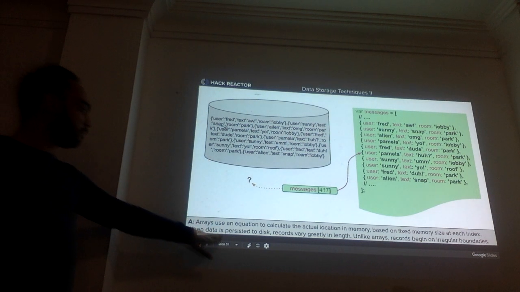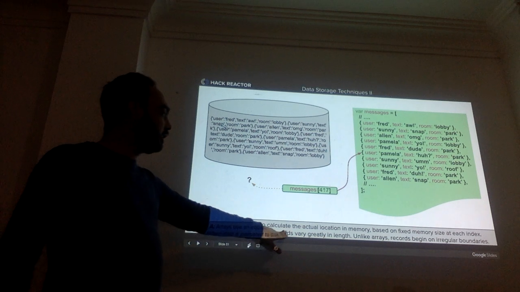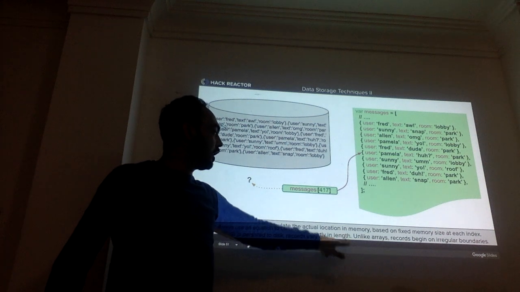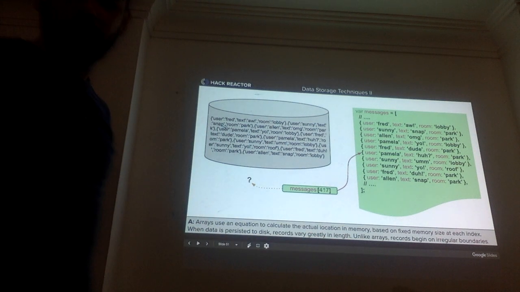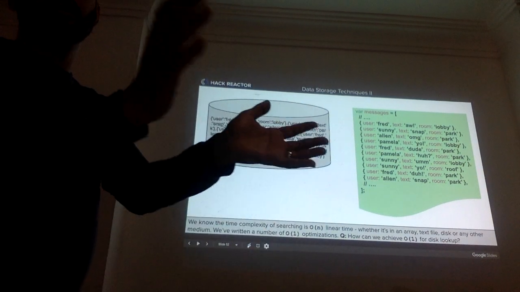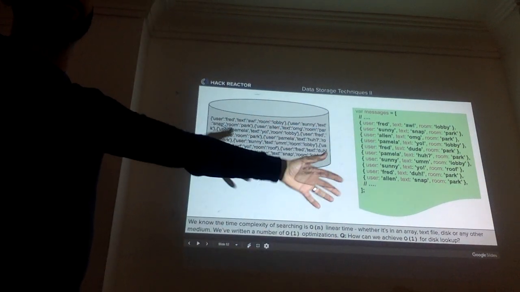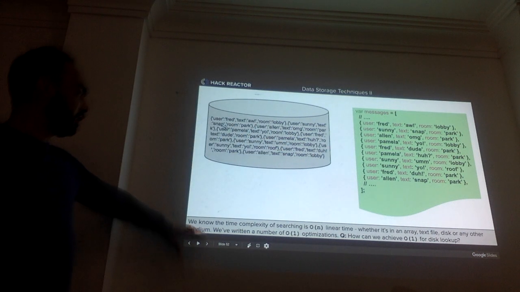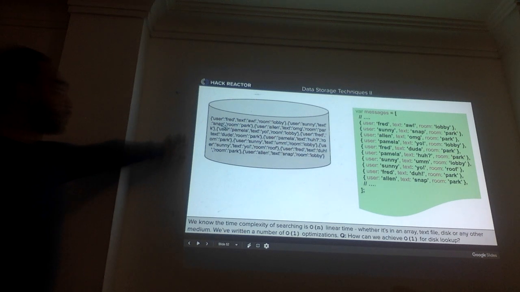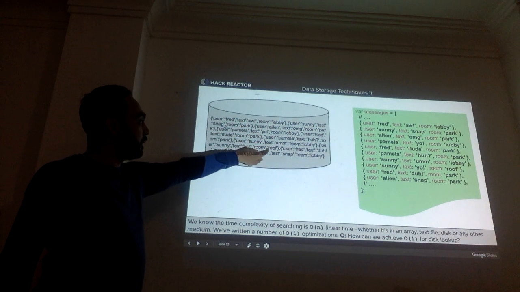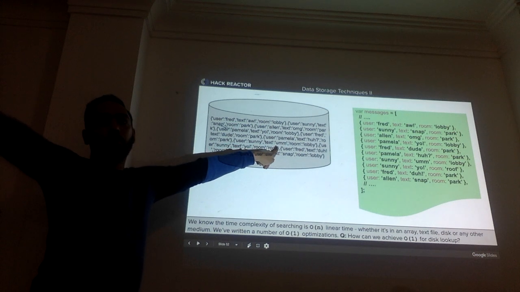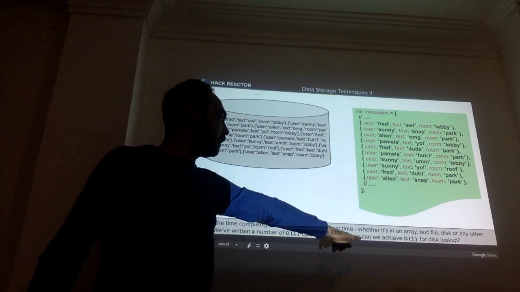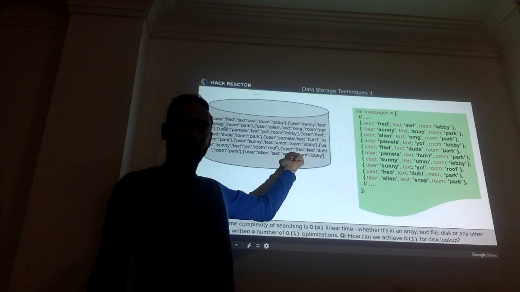When data is persisted to a disk, records vary greatly in length. It's going to get bigger because they have different locations now. Unlike arrays, records begin at irregular boundaries. So in memory, you have an array with specific boundaries, but in the hard disk, it's very big. We know the time complexity of searching is big O of n, linear time, to dig deep until you find a piece of data, and that's not our goal. Our goal is to get something constant. So how can we get big O of 1 for disk lookup?